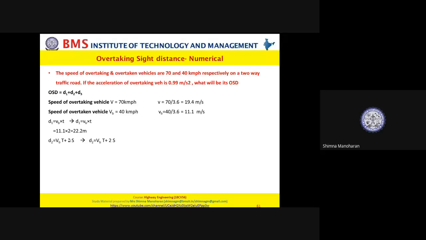Naveen, is there anyone ready to help Naveen to get the equation for S? 0.7 VB plus 6, ma'am. Yeah, very good. It is 0.7 VB plus 6. So it's an empirical relationship.